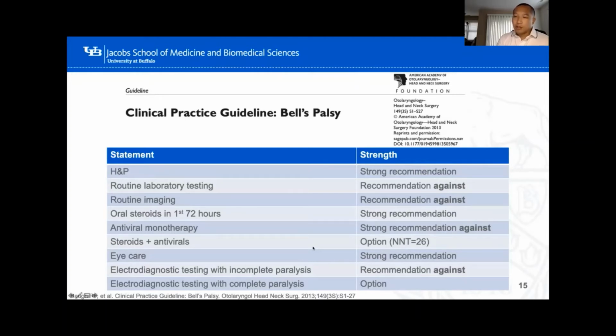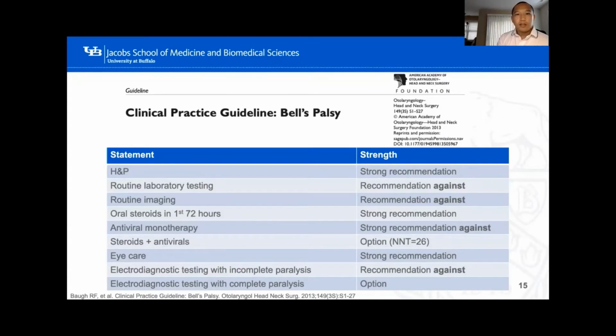You want to make sure that they protect their eye, and then the electrodiagnostic testing we'll go over. If they have incomplete paralysis, don't bother doing testing. If they have complete paralysis, it's an option. Again, I'll bring that chart back up, but it plays a role later in the patient's care after they're diagnosed with a complete facial paralysis.